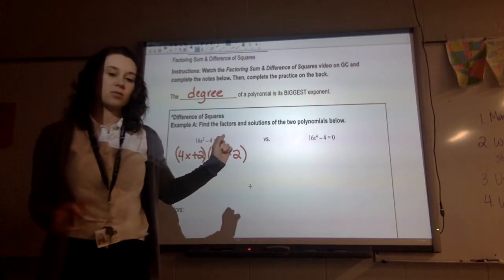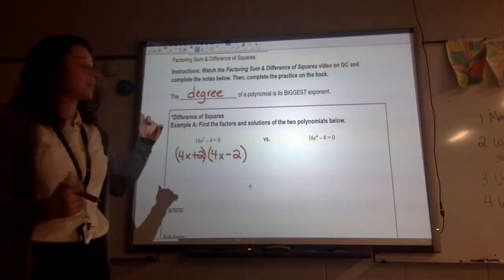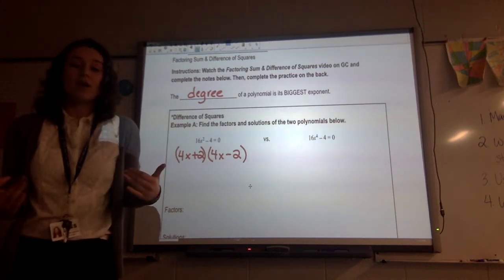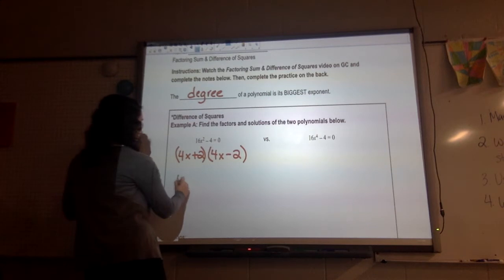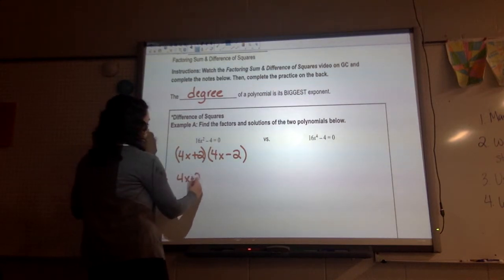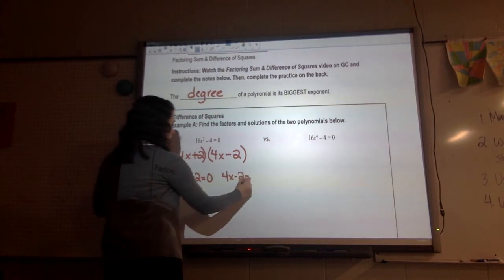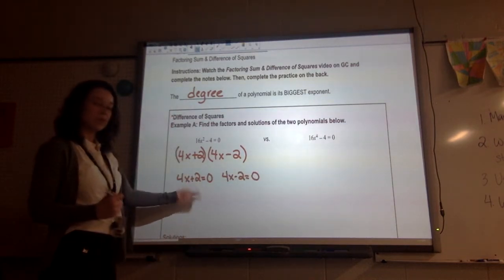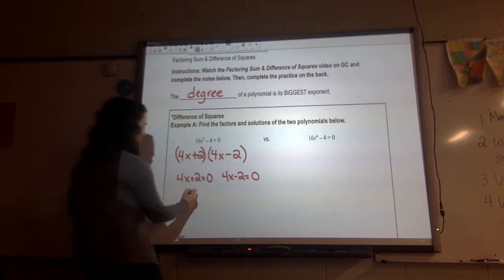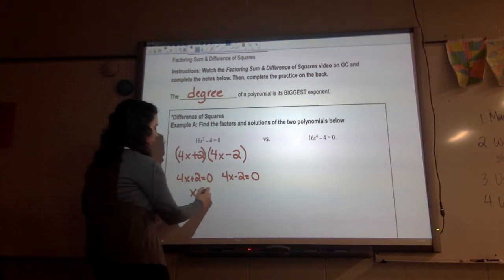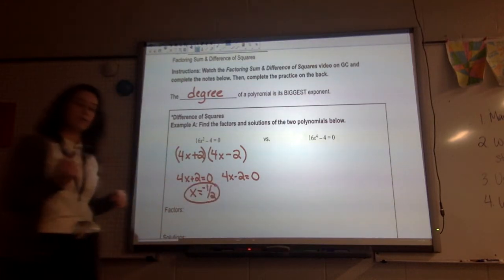There's my factors. If I wanted to go ahead and solve it, I'm looking for where this thing equals 0. So I'm solving exactly the same way I did yesterday. I'm taking each piece and setting it equal to 0. So if I solve the first piece here, I subtract 2 and divide by 4. And when you reduce that, that reduces to negative 1/2.